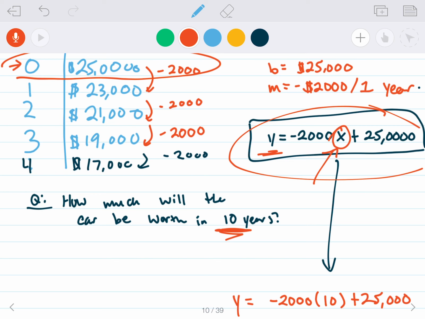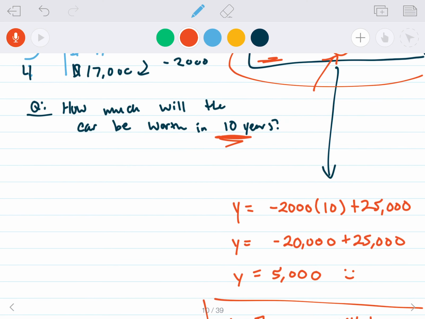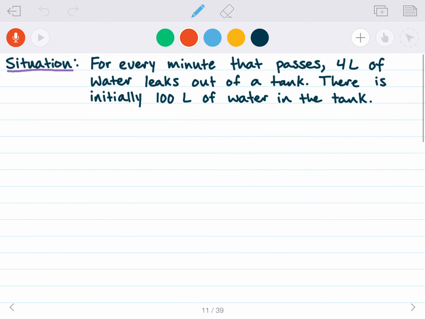It doesn't make sense for time to be negative. Anyway, all right, cool. So we got that one done. Let's go ahead and look at this tank example. For every minute that passes, 4 liters of water leaks out of a tank. Initially, there's 100 liters of water in the tank.